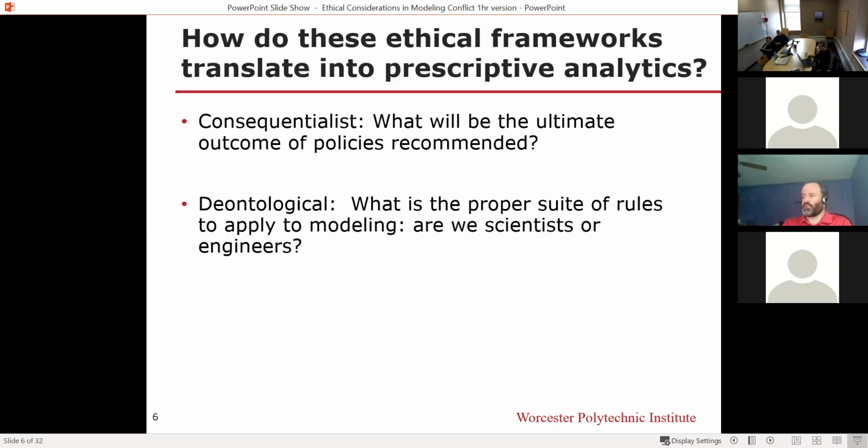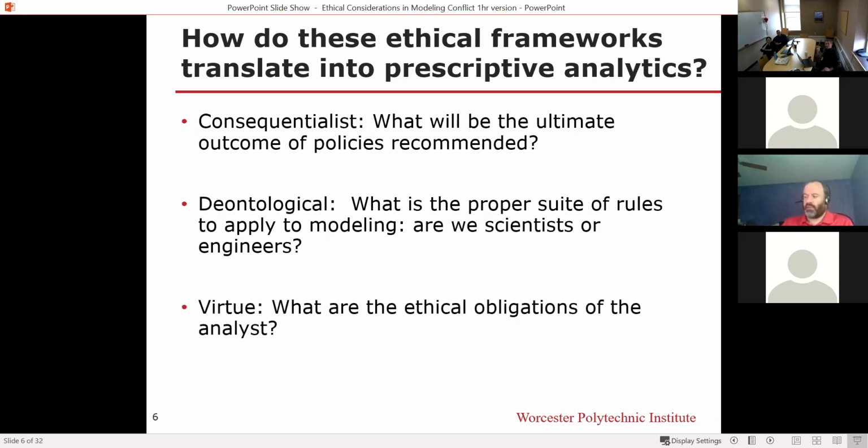Deontological is what is the proper suite of rules to apply to modeling. There's a question I pulled from Erica Palmer's work, as well as Eric Pruitt's. Are we scientists or engineers? What are the rules we follow when doing modeling to ensure we're doing it in an ethical way? And virtue is what are the ethical obligations of the analyst? What do we have as modelers a responsibility for?